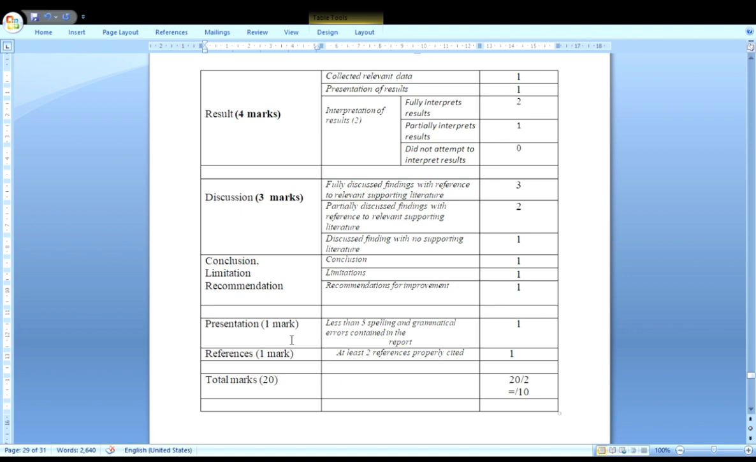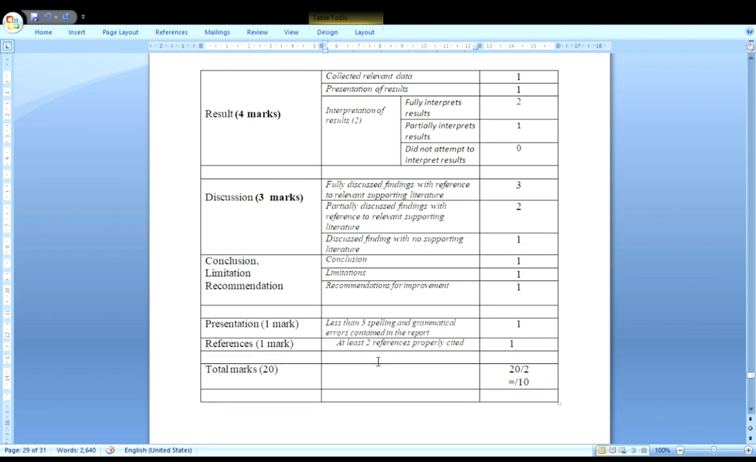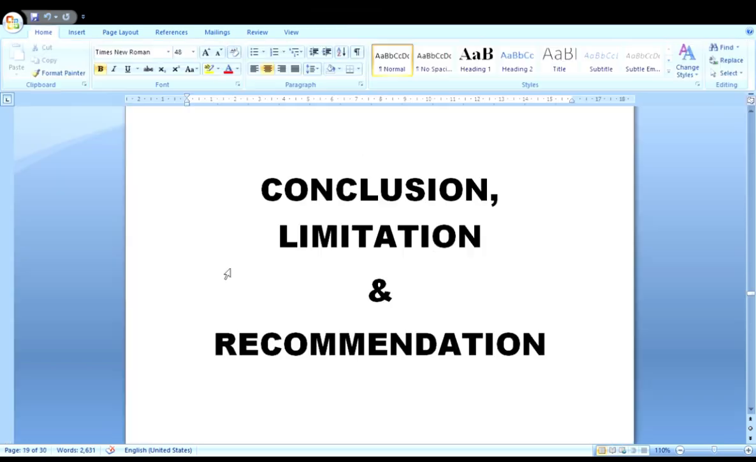In addition to that, the presentation, which is less than 5 spelling and grammatical errors contained in the report, is 1 mark as well. And the references value 1 mark as well, and the references say at least 2 references properly cited. We already went through the references, and you have seen how to write that. So let's go back to the investigation and go through the conclusion, limitation, and recommendation.